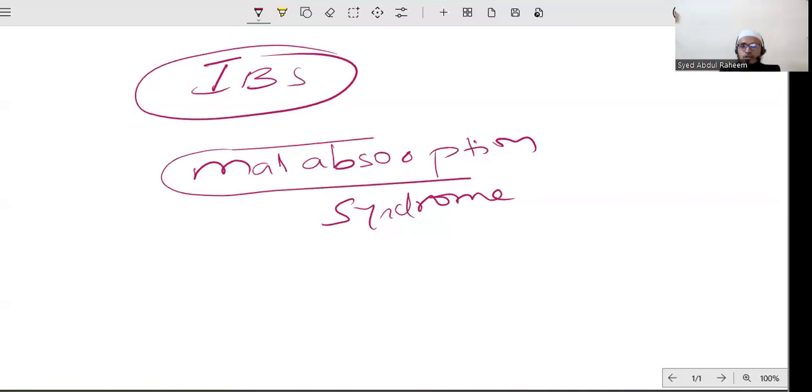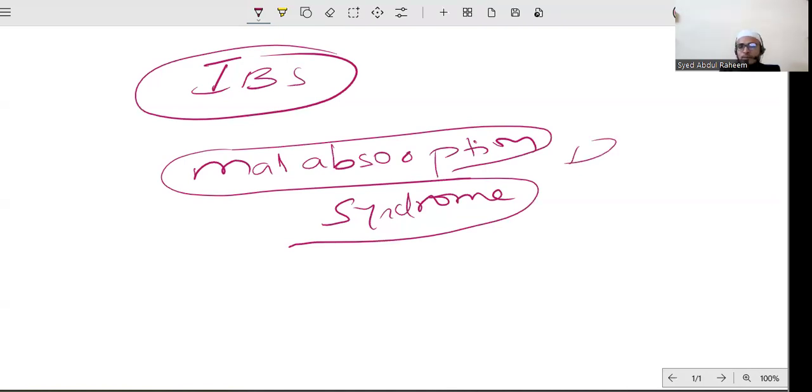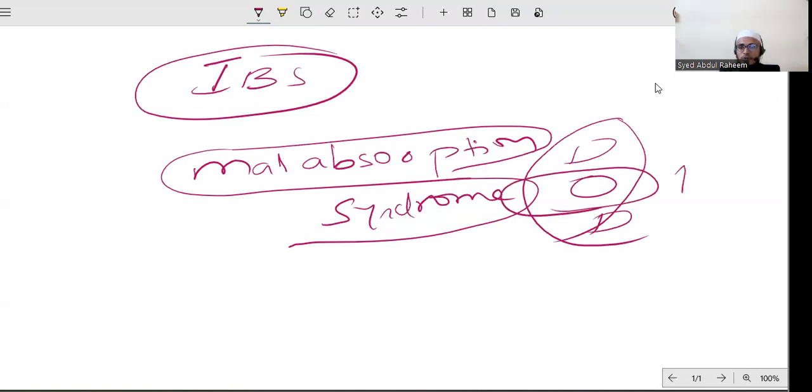Whatever food you are eating, first digestion will happen, then absorption will happen, then defecation will happen. But here in malabsorption, the absorption will not happen properly. It may be decreased, it may not happen properly. Due to that, the person develops many clinical features. What will the person develop?